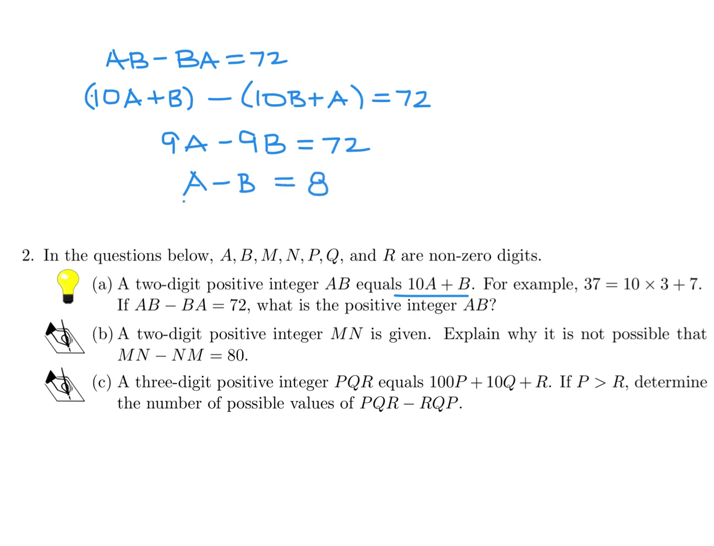So we need 2 digits that, when you subtract them, will equal 8. And remember, they're non-zero, so neither of them can be a 0. The only 2 digits I can think of are 9 and 1. Those are the only 2 that, if you subtracted them, would give you 8. So that means that AB is 91, the number they are asking about.